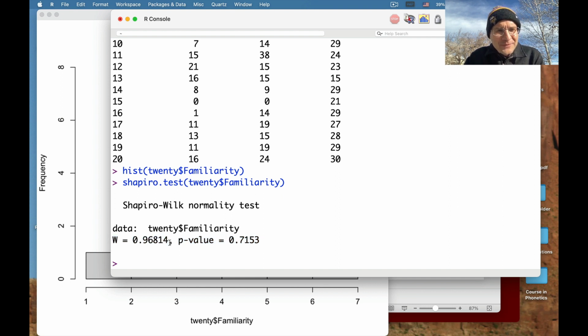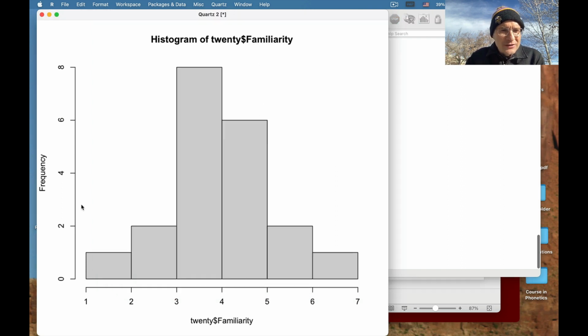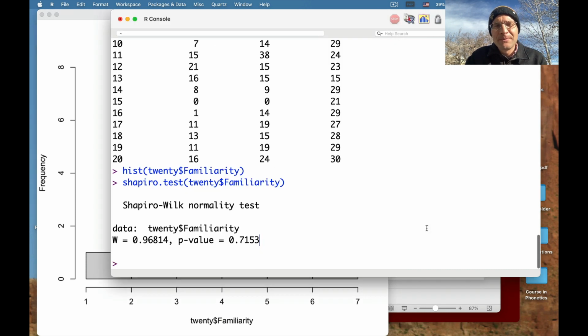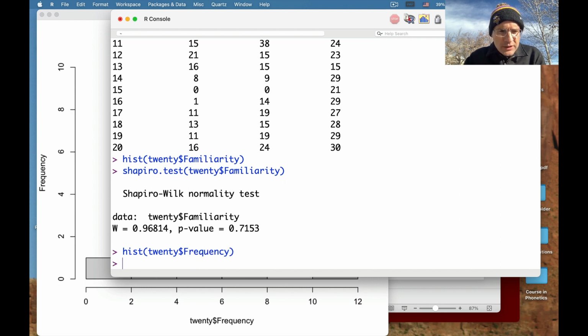So this is what you'd report in the stats, but this is what you make your inference based on. So this means that this distribution is normally distributed, or at least you can make that inference. You can accept the null hypothesis in this case, that there's nothing here to tell you that it's not normally distributed.